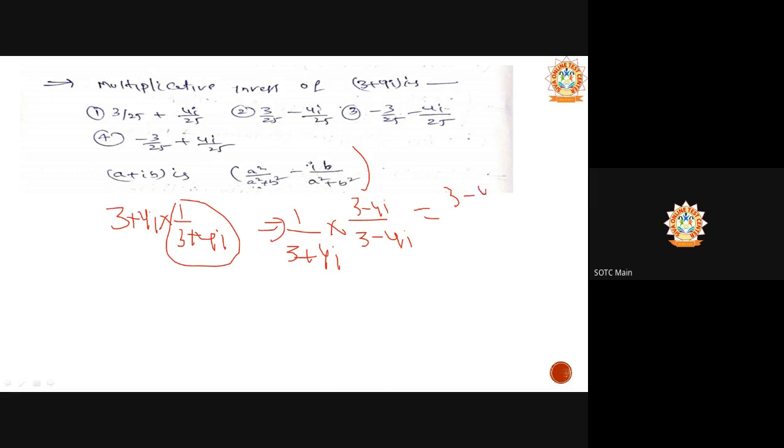3 minus 4i divided by... option 2. 3 by 25. Yes, you can just go blindly with signs.